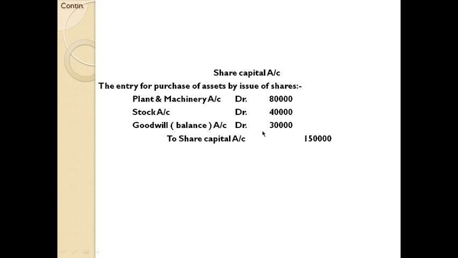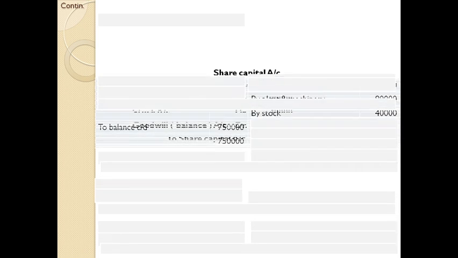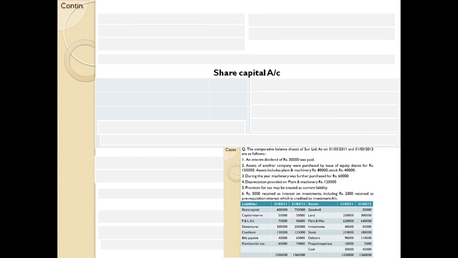So this is the hidden item in the adjustment. So this has to be considered while preparing the share capital account. So remember this adjustment. Next one. This was a question, and let us begin with various items of adjustment.